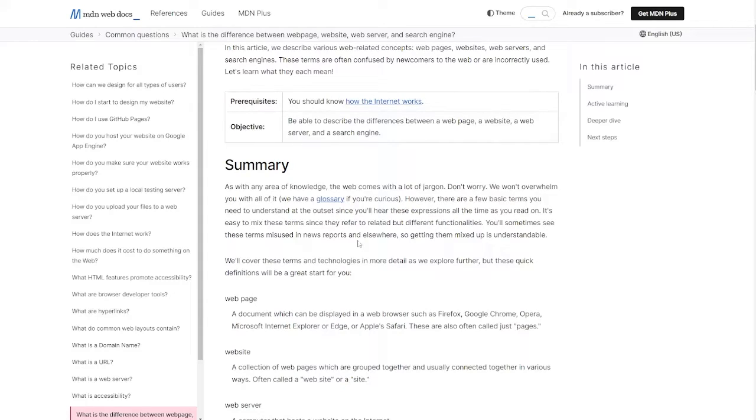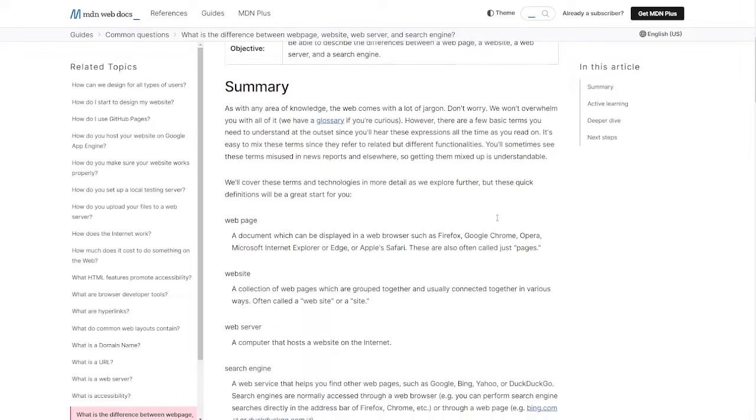Alright, as with any area of knowledge, the web comes with a lot of jargon. Don't worry, we won't overwhelm you with all of it. We have a glossary if you're curious. However, there are a few basic terms you need to understand at the outset, since you'll hear these expressions all the time as you read on. It's easy to mix these terms since they refer to related but different functionalities. You'll sometimes see these terms misused in news reports and elsewhere, so getting them mixed up is understandable. We'll cover these terms and technologies in more detail as we further explore, but these quick definitions will be a great start for you.